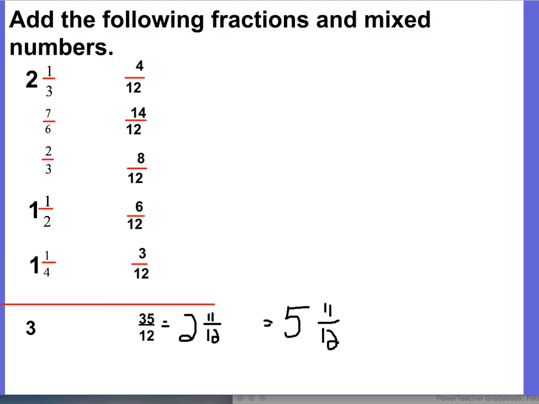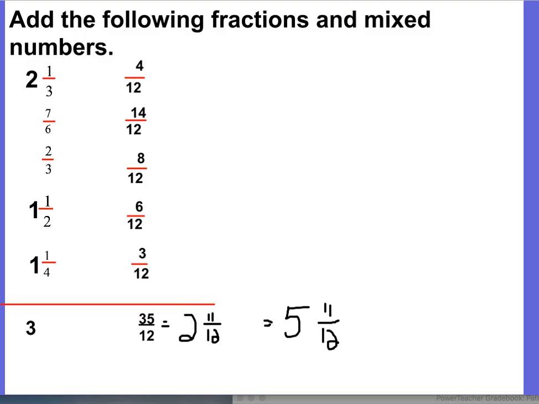And hopefully your equivalent fractions look like these. And some of you may have looked at that and said, that's an improper fraction. Yes, it is. But it was written as an improper fraction, so we're going to keep it that way.